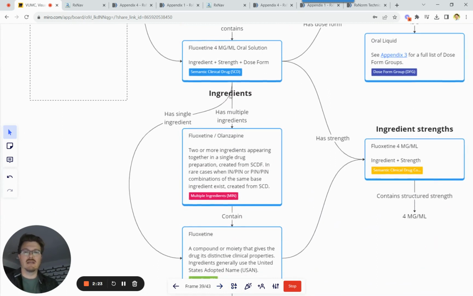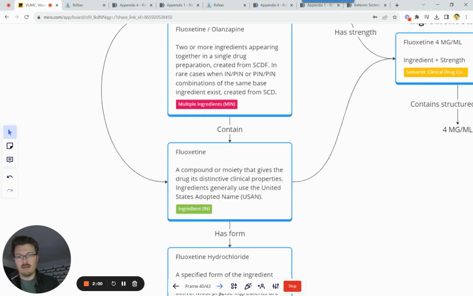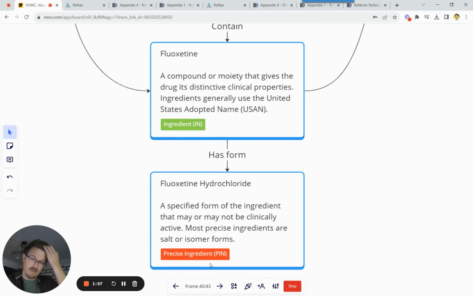Products contain ingredients, and they can contain multiple ingredients, or they can contain single ingredients. If a product has multiple ingredients, that multiple ingredient concept is represented by two different individual ingredients. So product to multiple or single ingredients. If it's a multiple ingredient product, you can get down to the individual ingredients to know what those individual ingredients are. And then we also have the potential of an individual ingredient also having a precise ingredient, usually like a salt form. So like fluoxetine versus fluoxetine hydrochloride.